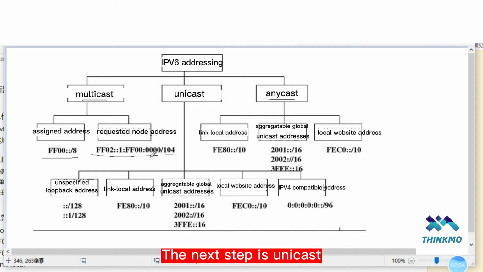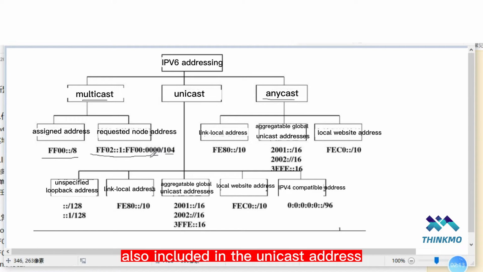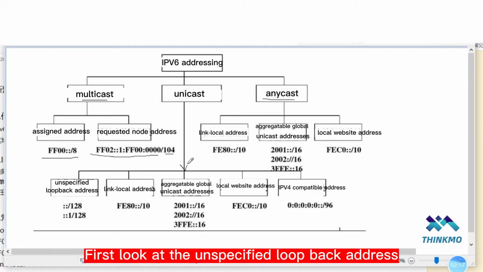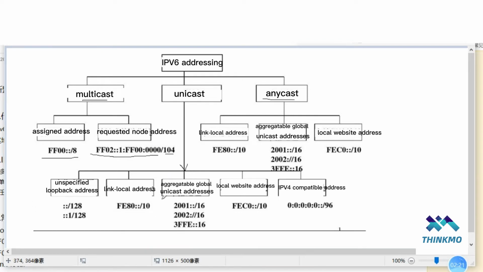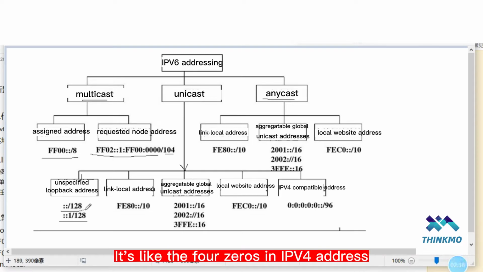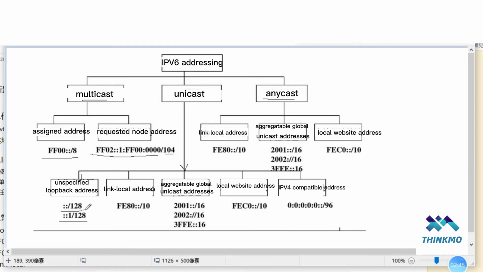The next step is unicast. Unicast is divided further. We've talked about special addresses before, and they are also included in the unicast address. First, look at the unspecified and loopback addresses. There should be an unspecified address. It's like the four zeros in an IPv4 address. So what is the purpose of this address? Usually in the case of DHCP.